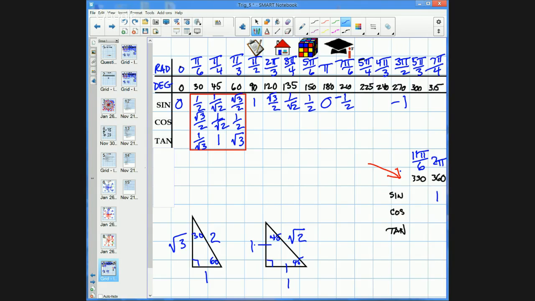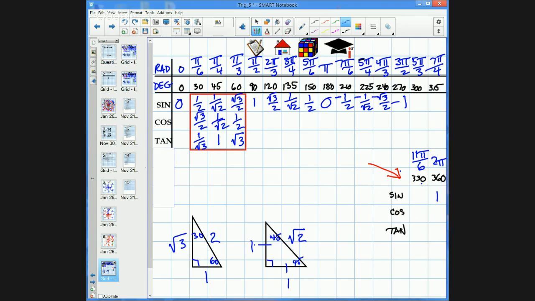225, 45 degrees back up to the x-axis. The sine of 45 is 1 over the square root of 2. We're down, so it's got to be negative. 240, 60 degrees from the nearest x-axis. The sine of 60 is square root of 3 over 2. We are down, so this must be negative.